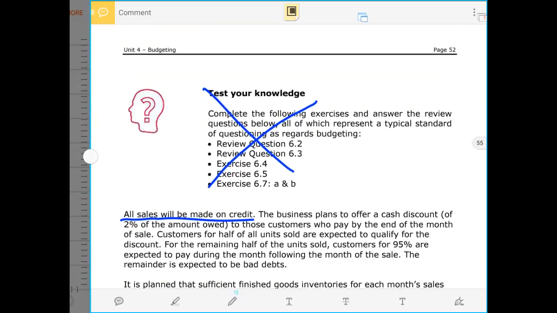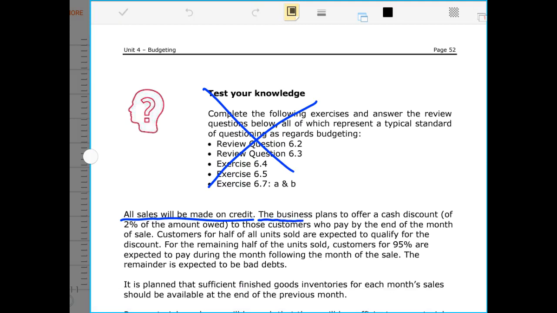They further say that the business plans to offer a cash discount of 2% on the amount owed, and it is only to those customers who pay by the end of the month of sale. They are under the assumption that all the units will be sold at the beginning of the month. Then if the customer makes a payment by the end of the month, 2% discount will be granted to that customer.